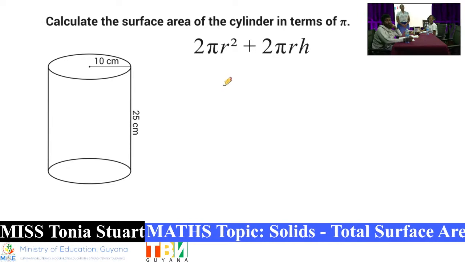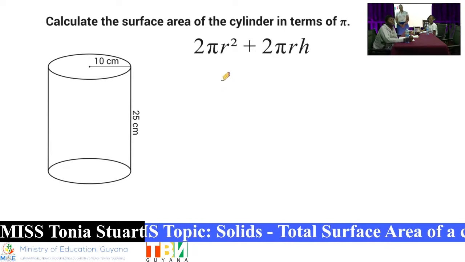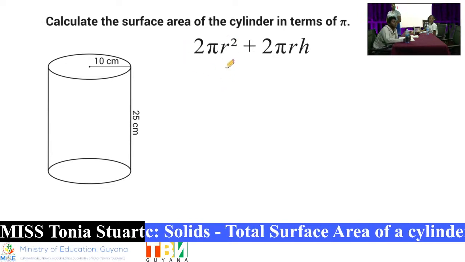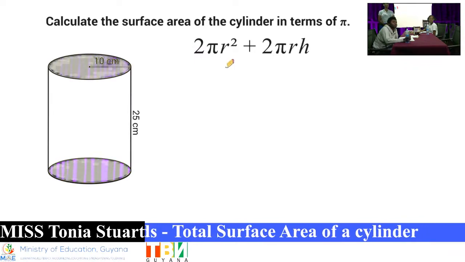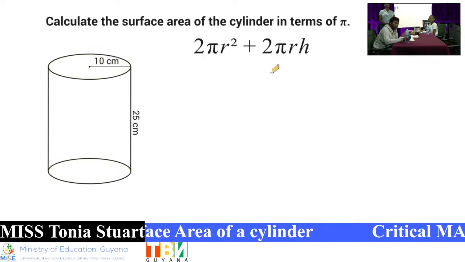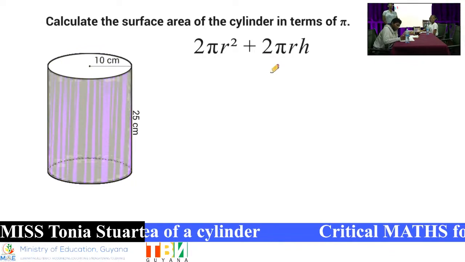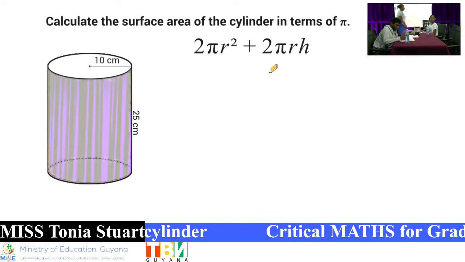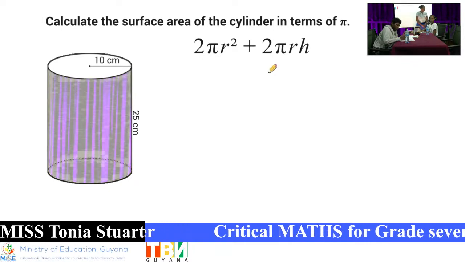Now, this equation is really broken into two main parts. This part of our equation will allow us to find the area of the two circular surfaces, and this part of our formula will allow us to figure out what the lateral area is of our cylinder. And remember, the lateral area just means the side of the shape.